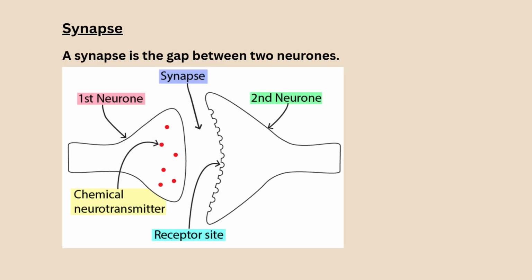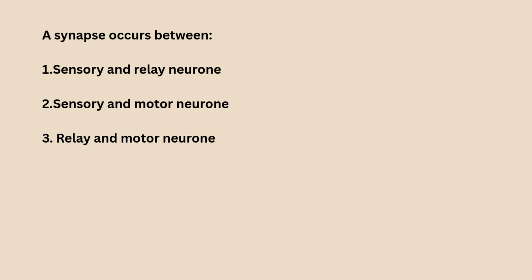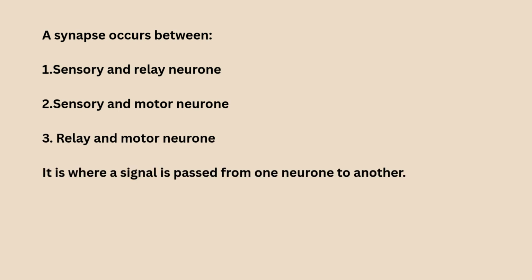A synapse is the gap between two neurons. A synapse occurs between a sensory and a relay neuron, a sensory and a motor neuron, a relay and a motor neuron, and it is where a signal is passed from one neuron to another.